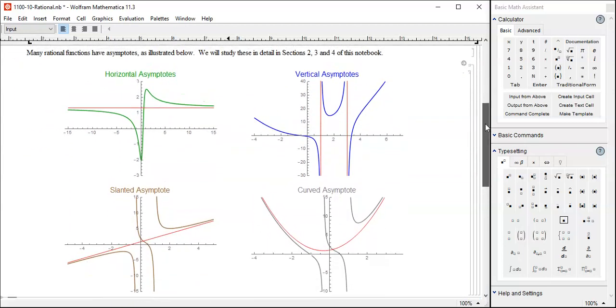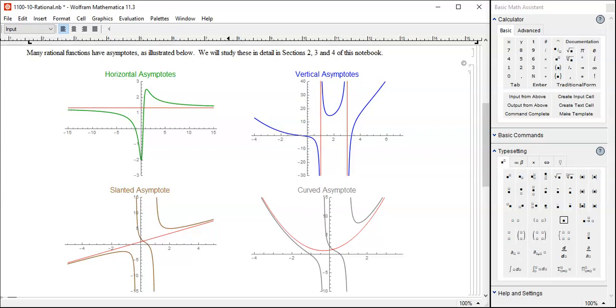Horizontal asymptotes, vertical asymptote, slanted asymptotes, and those are linear asymptotes, and the final example is curved asymptote or nonlinear asymptote. Basically, we're going to cover horizontal asymptote in section 2, vertical asymptote in section 3, and these two in section 4, along with some reviews on previous materials as well.